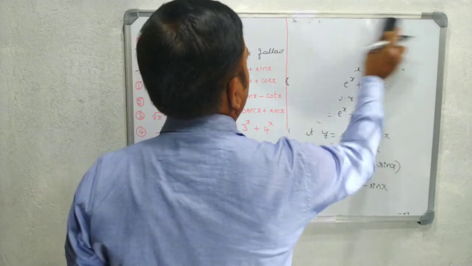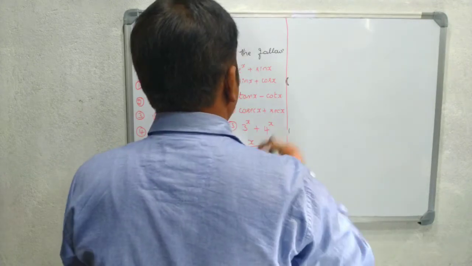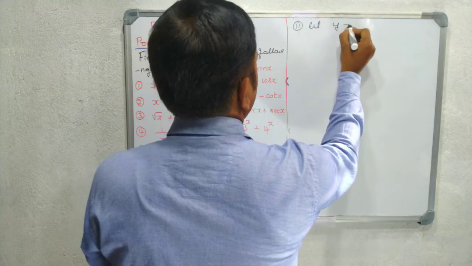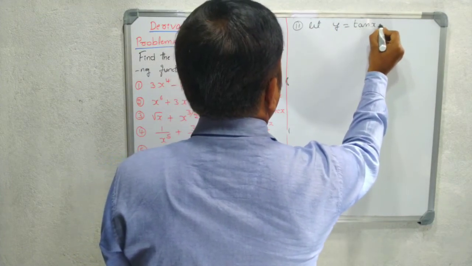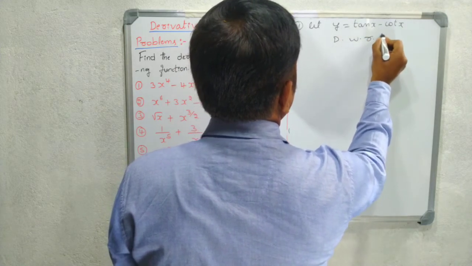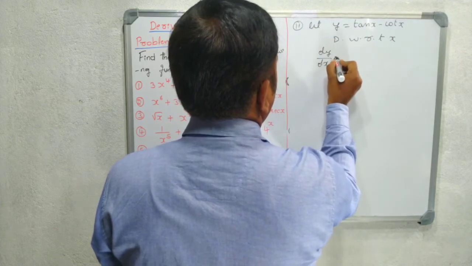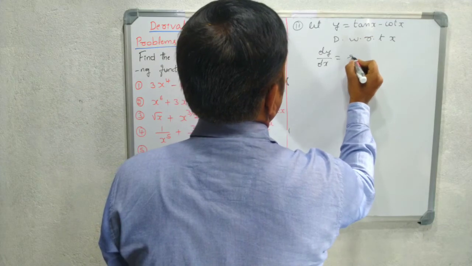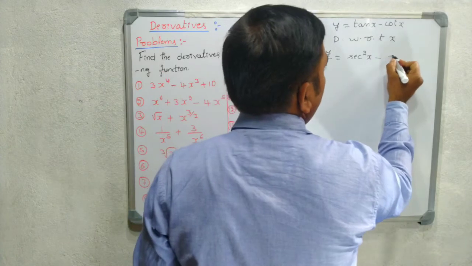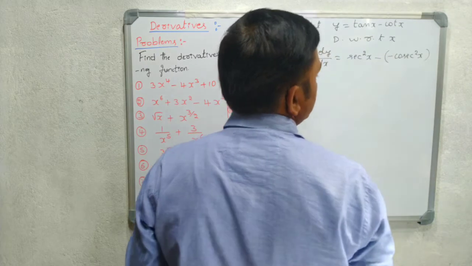11th and 12th problems, that is 11th one, let y is equal to tan x minus cot x. Differentiate with respect to x. So differentiation of y is dy by dx. What is the differentiation of tan x? That is secant square x minus differentiation of cot x is minus cosecant square x. So write this minus cosecant square x within the bracket.